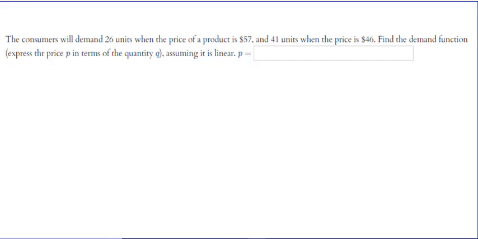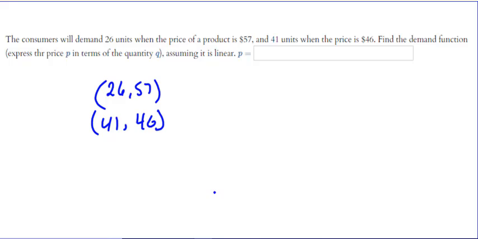Section 1.6, Chapter 2, Part 2's video. In this problem, it is again, here are two ordered pairs, find me the equation. 26 units with a price of $57 is an ordered pair, and then 41 units and 46. Because this is not time, we don't have to worry about resetting the clock. The only time we reset the X value back to 0 is if we have a time, like in the first problem in the previous video.